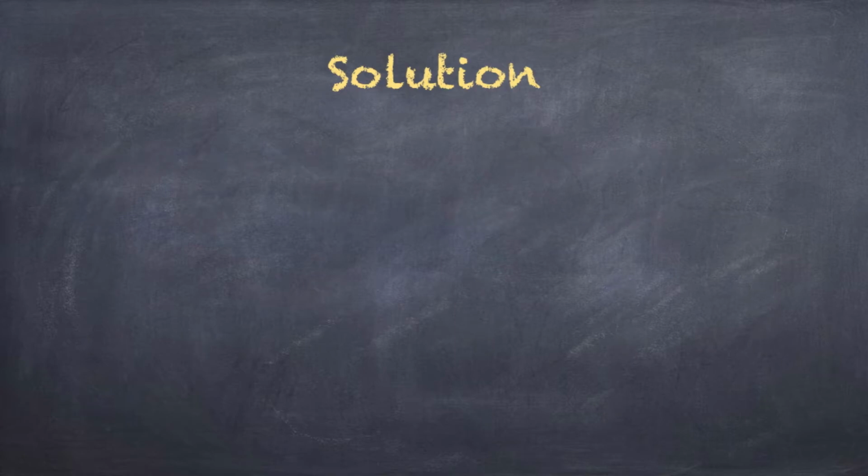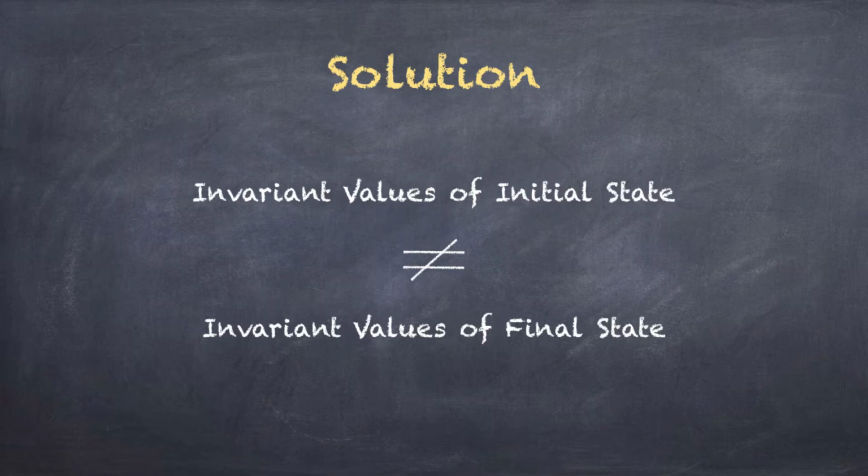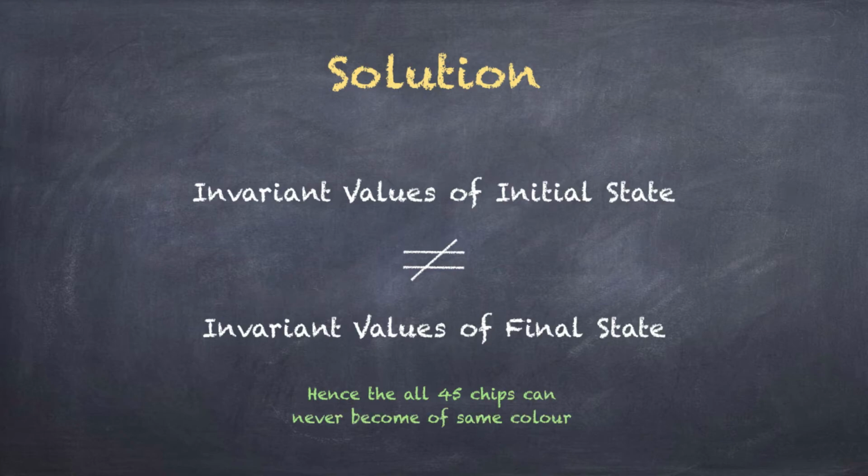So we can see that the invariant values of the initial state are not equal to the invariant values of the final state, and because these are invariant values, they will never change, and so we can never reach a state where all 45 chips are of the same color.